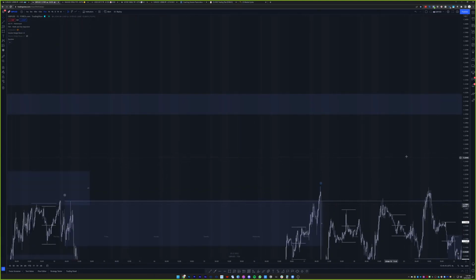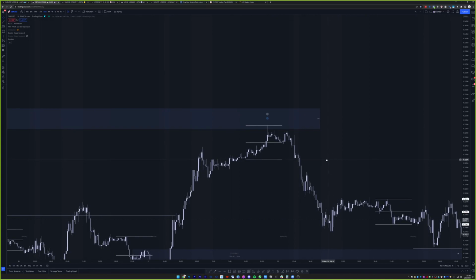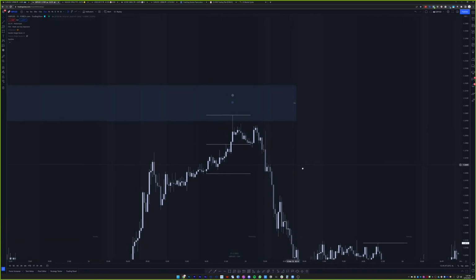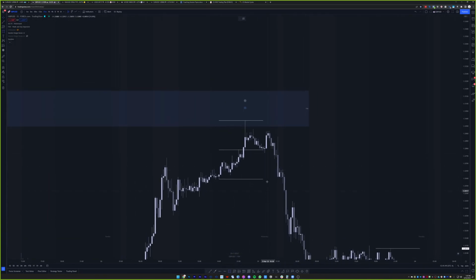Then we obviously react to it. So let's think about this. Where would we feel comfortable engaging with this? There's a couple ways you could approach it. Remember, this is not the highest probability thing, right?